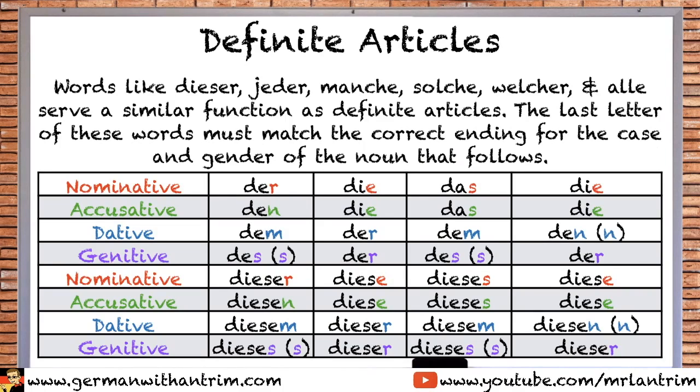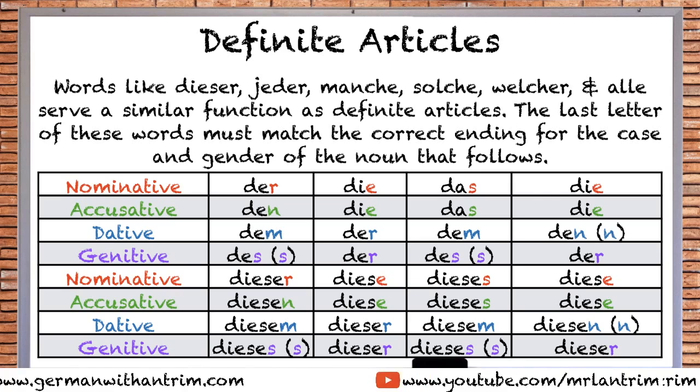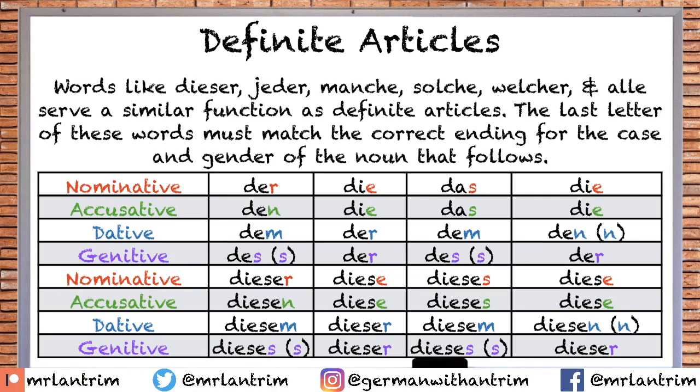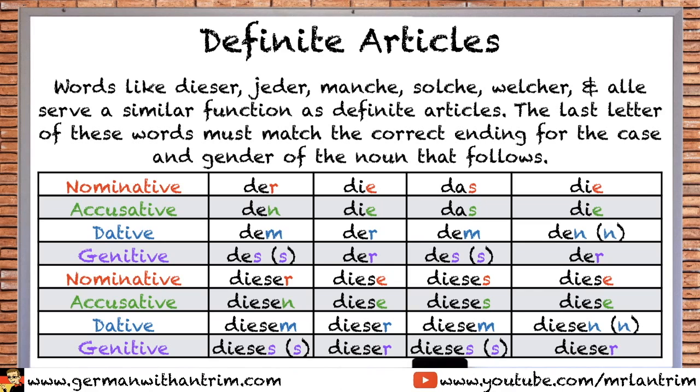These endings that we use here for these definite articles aren't always just on definite articles. They can also go on these words like diese, jeder, manche, solche, welche, alle. There's also jener. But all of those words have the same ending. So we still have dieses, dieser, dieses, and dieser for the endings on dies, for instance.